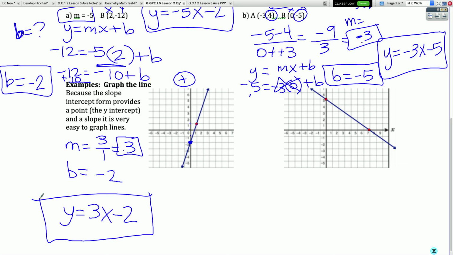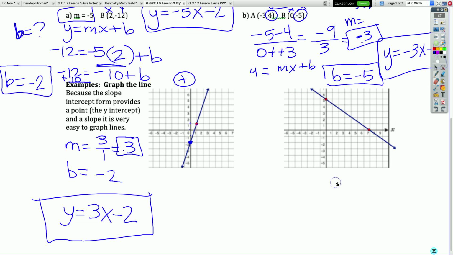Okay, let's go ahead and do the next one. I'll give you a second to find your slope. When I'm looking at this, is this a negative slope or a positive slope? Negative. How do I know it's negative? Because when you go left to right, you go down. It's going down, right? So it should be a negative number for my slope. So let's think about that. If I'm counting down, that's going to be my negative.